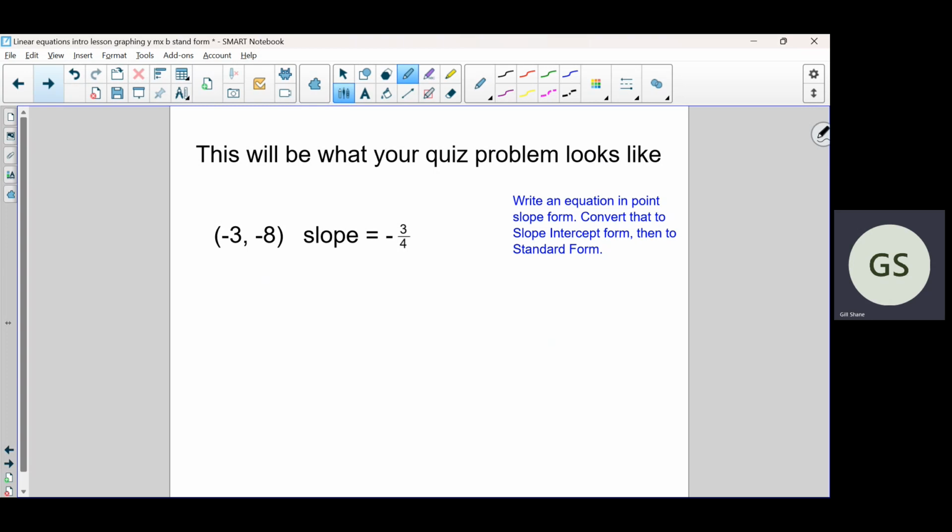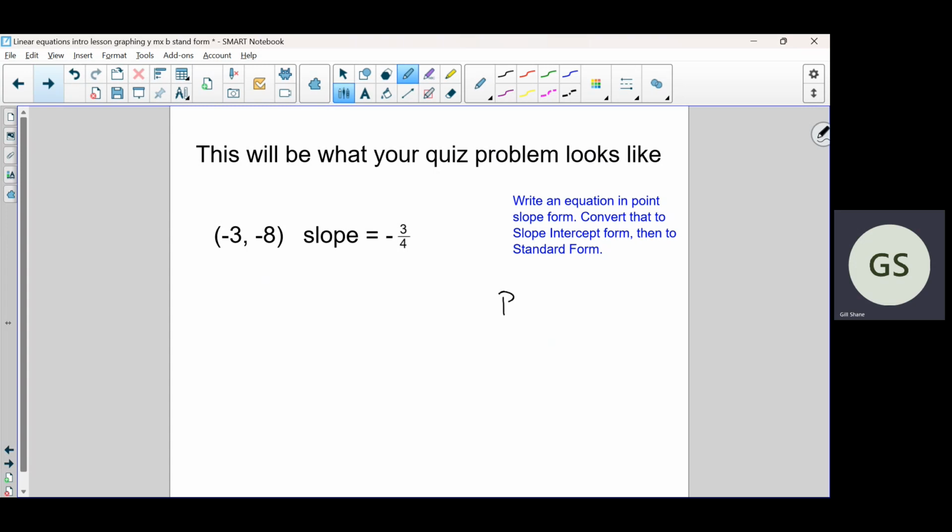That's what you're probably looking at for the quiz. First step, put it in this format, right? Which will work its way down. I have one solved out up there. You should have one solved out. Once you do that, then put it in, then you put it in slope intercept form.